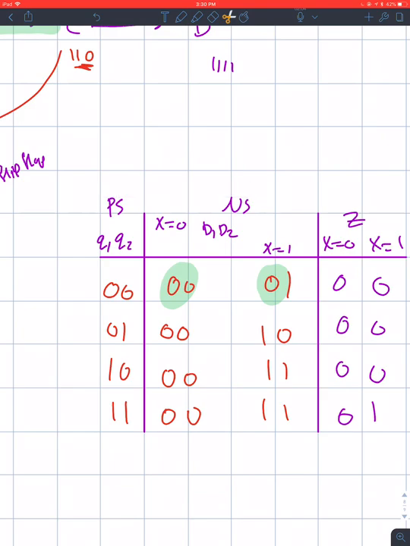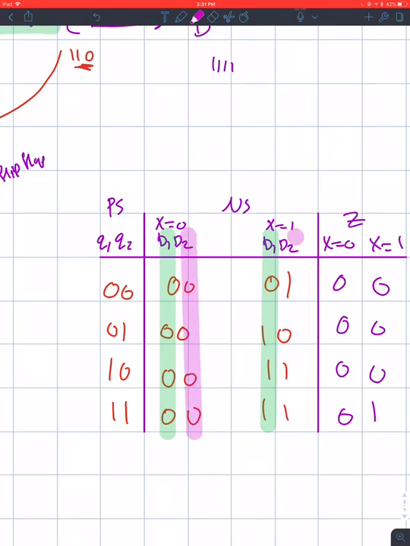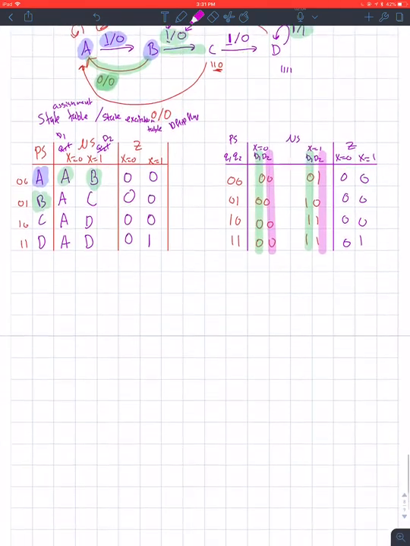So this column here, let's just move this. Okay, this column here is for D1 when x is 0, and this is D1 when x is 1. And then this one right here is D2 when x is 0, and this is D2 when x is 1. So when you go to fill out your K-map, that's how you're going to look at them. So let's draw our K-maps.